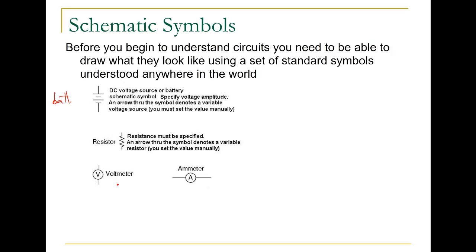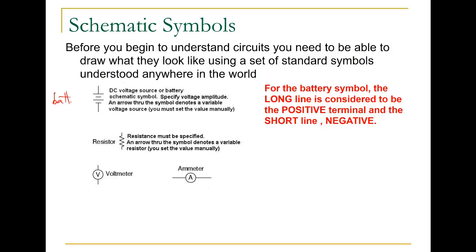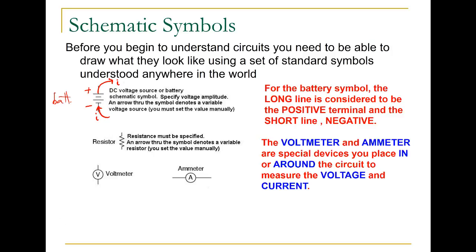V stands for voltmeter and A is ammeter, and they measure, respectively, potential difference for a voltmeter and current for an ammeter. We'll talk more about those in the coming slides. In a battery, the long line is the positive terminal and the short line is the negative. Remember that conventional current flows out of the positive terminal and into the negative, because we're talking about the flow of positive charge.